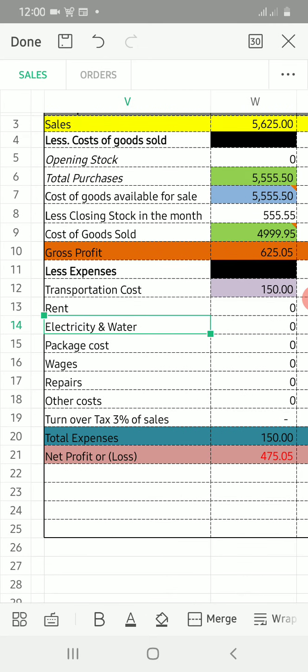Then the tool will also calculate for you. I've automated it so that it will calculate the gross profit after doing all those mathematics. And the gross profit is the money you get before you subtract the expenses. In this case your gross profit will be 625.